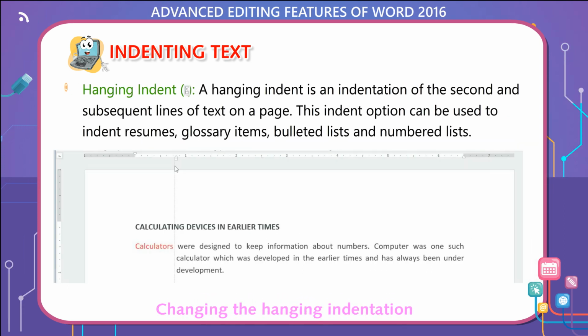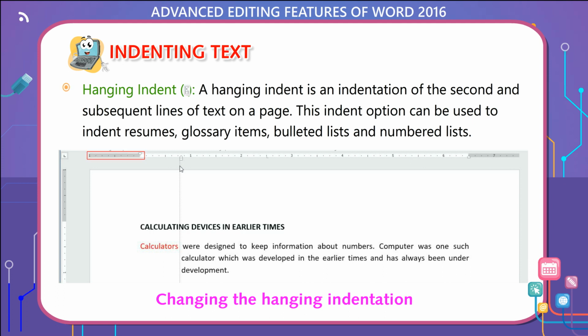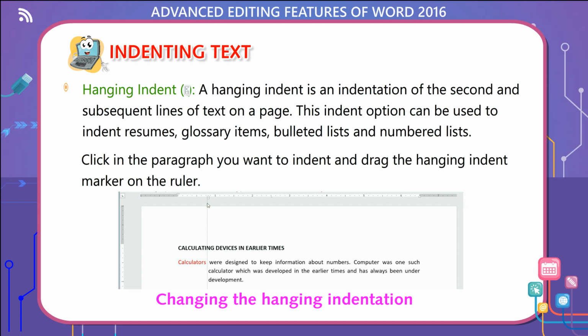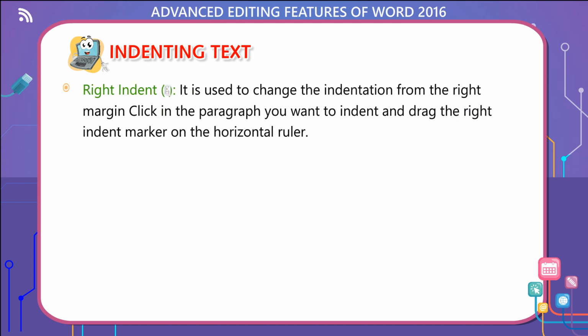Click in the paragraph of which first line you want to indent and drag the first line indent marker on the ruler. Hanging indent. A hanging indent is an indentation of the second and subsequent lines of text on a page. This indent option can be used to indent resumes, glossary items, bulleted lists, and numbered lists. Click in the paragraph you want to indent and drag the hanging indent marker on the ruler.